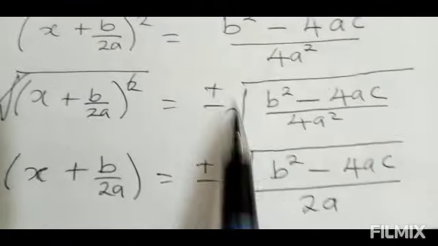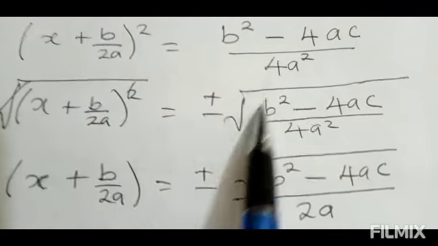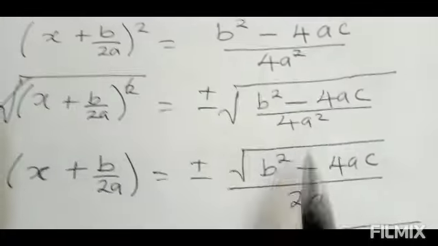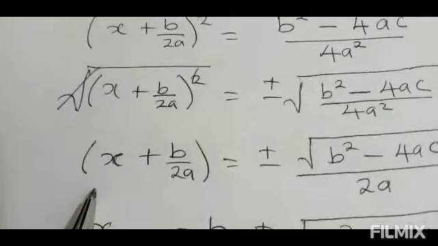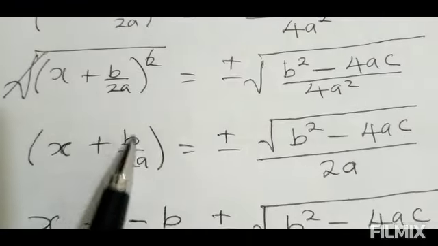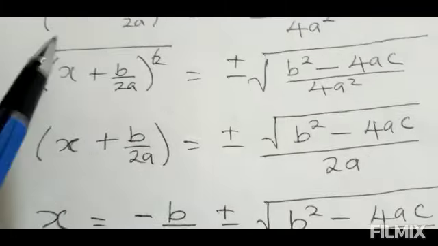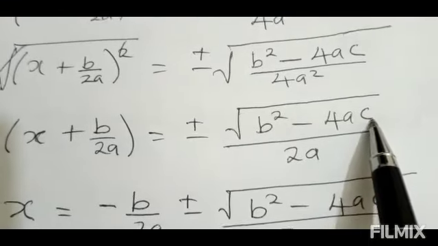We know why we put plus or minus, because this has two roots, okay? Now x plus b over 2a, because the squared cancels with the root, is equal to plus or minus the square root of b squared minus 4ac.